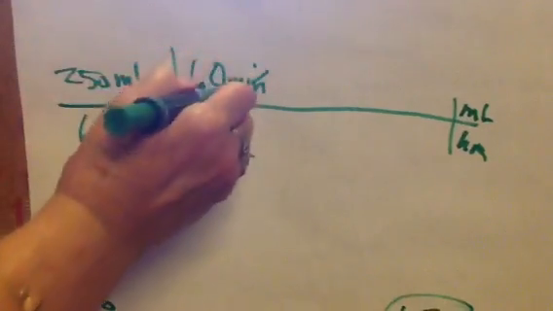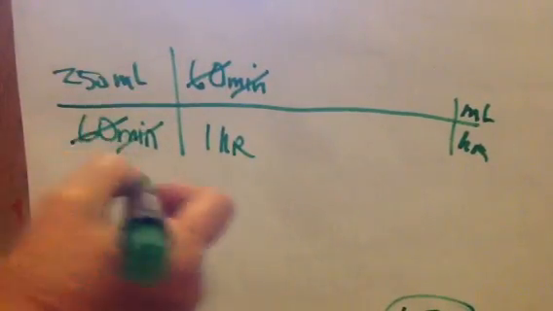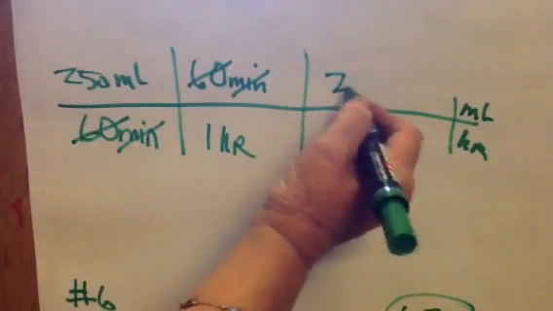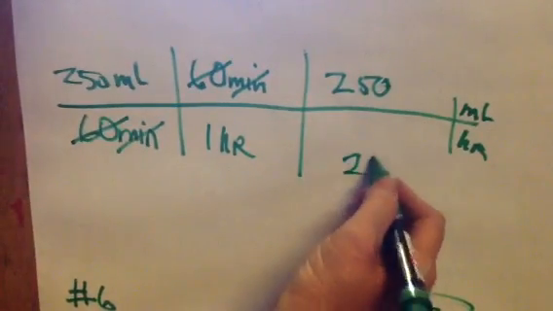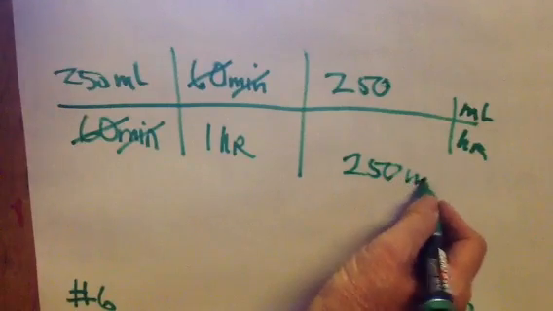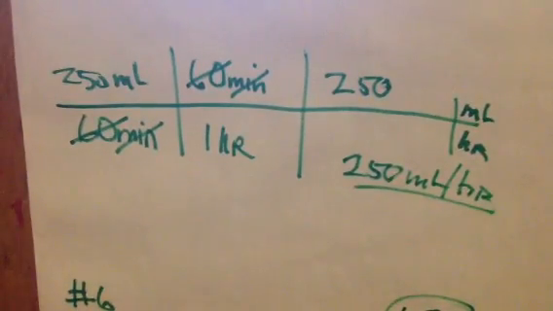So we can cross out the minutes. We have a 60 on top, we have a 60 on the bottom. We can cross that out. So we have 250 left. So our answer, 250 milliliters per hour. Okay. That was number 7.